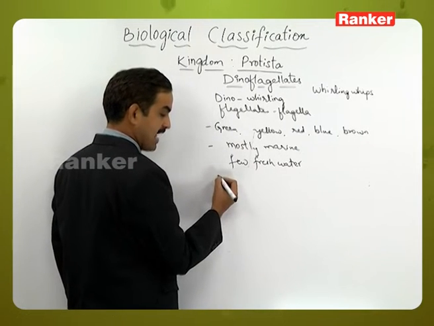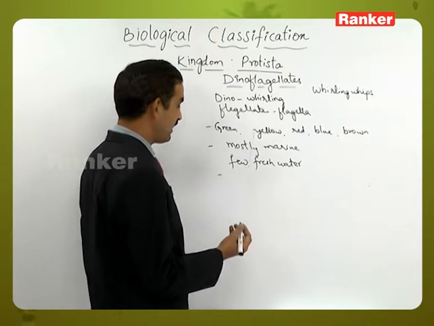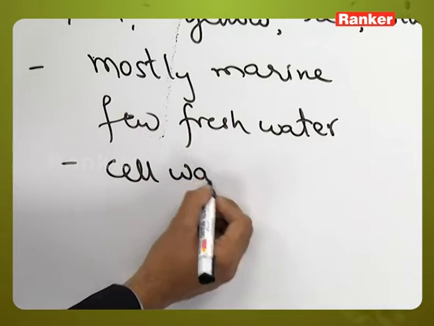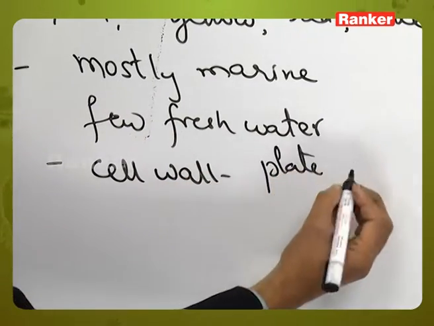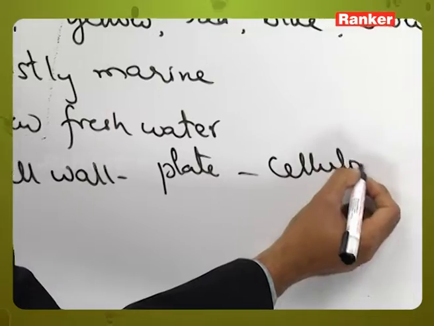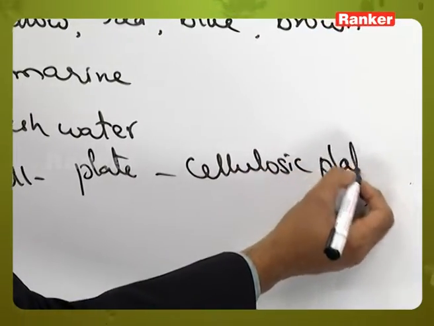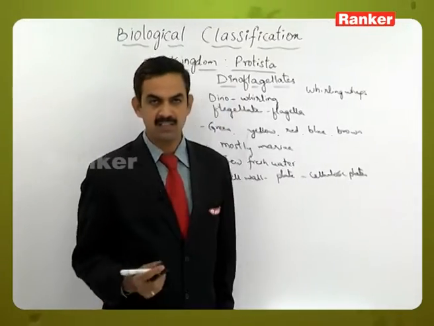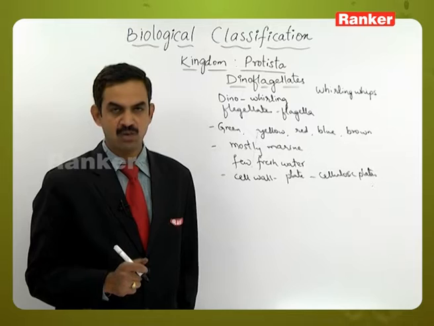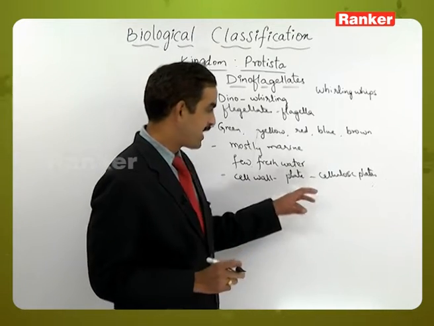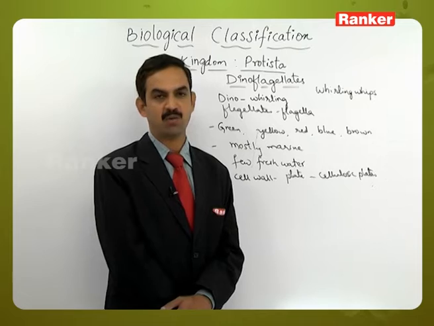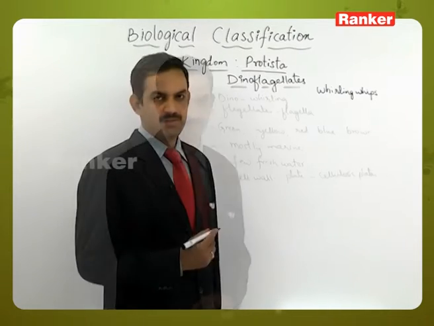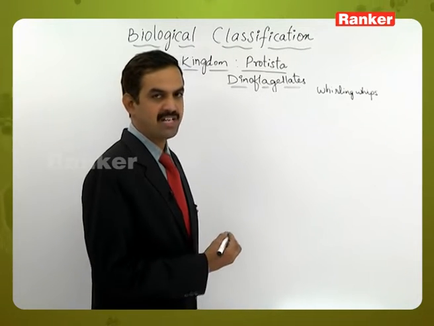Then these dinoflagellates have a cell wall which has a plate-like organization, or we can say that cellulosic plates are present covering the dinoflagellates. These cellulosic plates are arranged in such a manner that they acquire some specific shape also. So first, the structure of dinoflagellates.